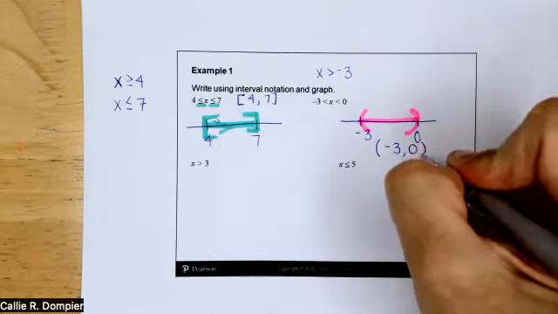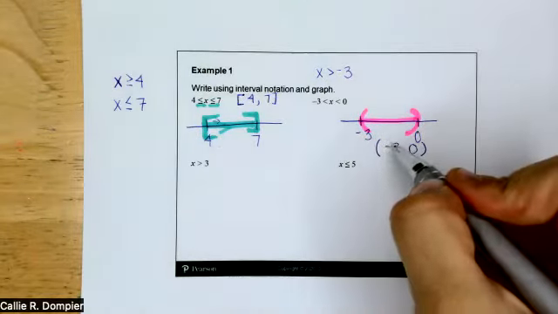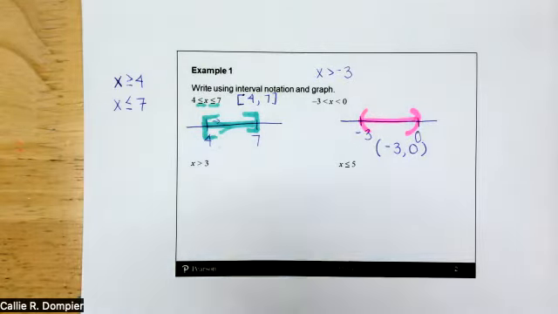For interval notation, I'm just going to write down what I graphed. I started at negative 3 with a parentheses, and I ended at 0 with the end of the parentheses.